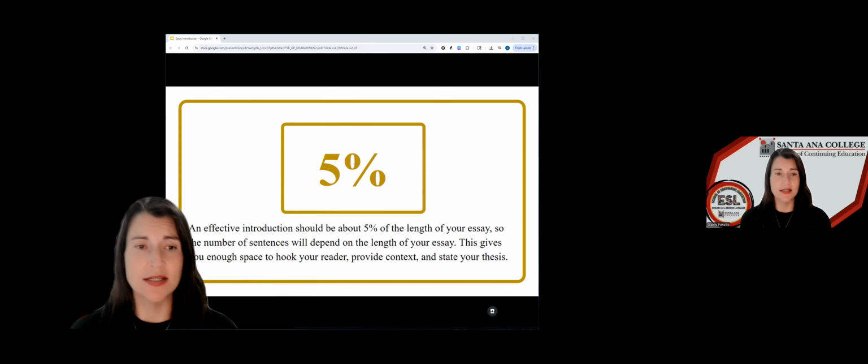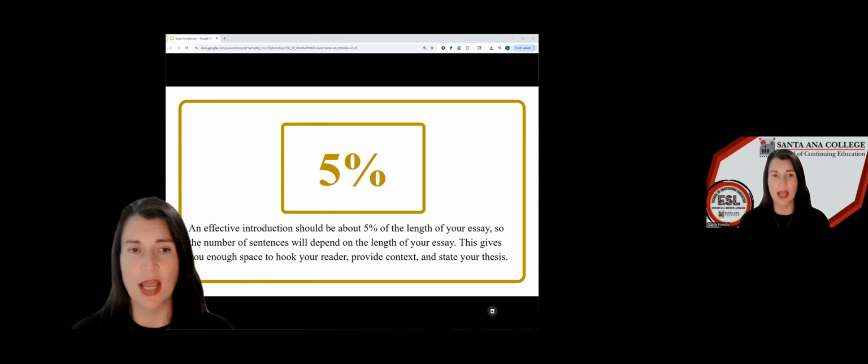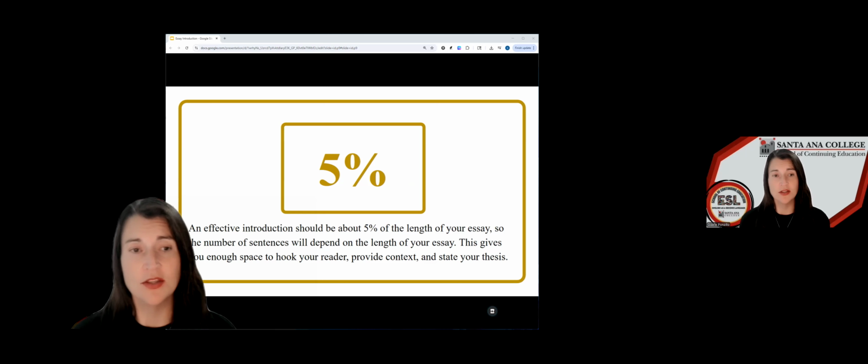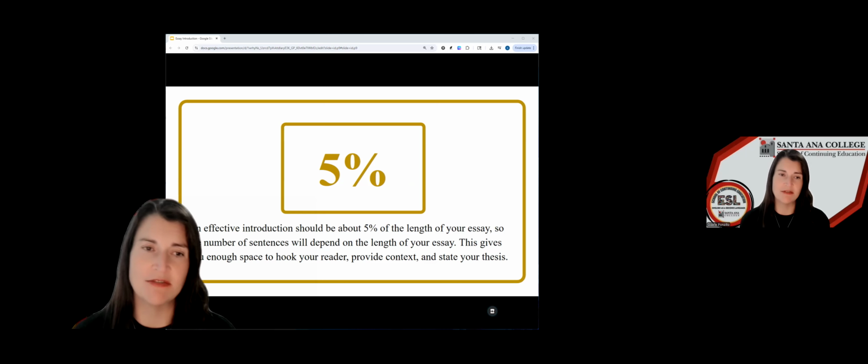Before we get to that, I need to tell you that the length or the size of your introduction is about 5% of your essay. When you write an essay, if we're talking about a 5-paragraph essay, your introduction will be about 5%, your conclusion is going to be about 5%, and then the other 80% is going to be divided between the body paragraphs.